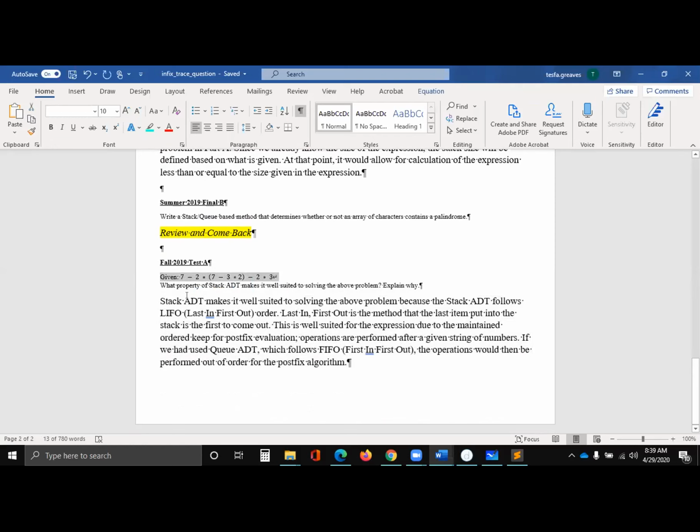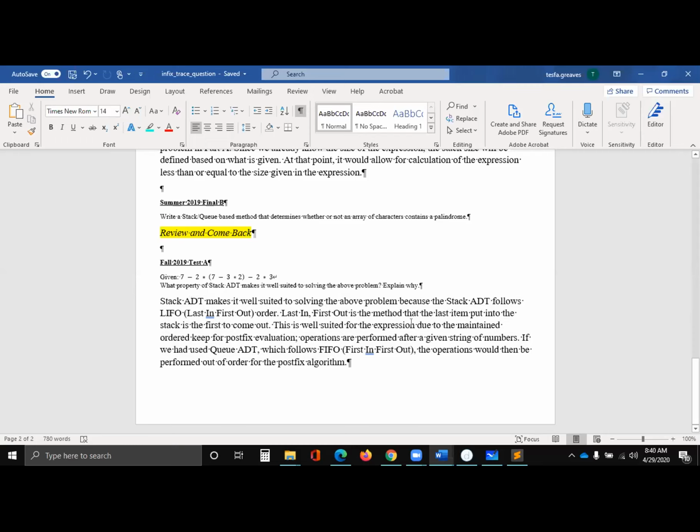The stack ADT makes it well suited to solving the above problem because the stack ADT follows last in, first out, LIFO, order. Last in, first out means the last item put into the stack is the first to come out. I don't know if you guys remember when we were doing the stack, when we put multiplication on top, if a subtraction comes on top, we have to pop it first before we have the subtraction on top. Just in that order, rather than, remember that bottom part of the section when we were done with the parentheses, if we just had things coming out at the bottom, it'd be much different. So that's why I went on to explain.